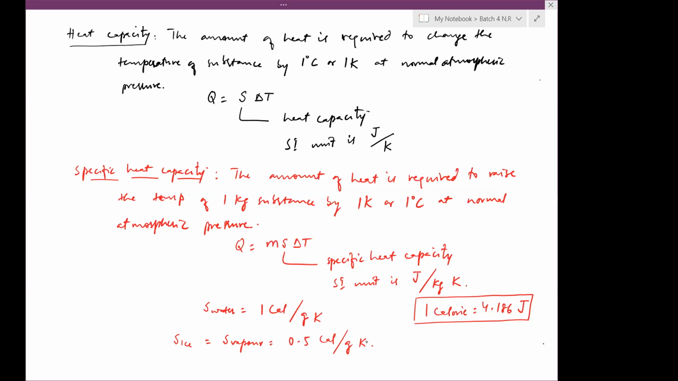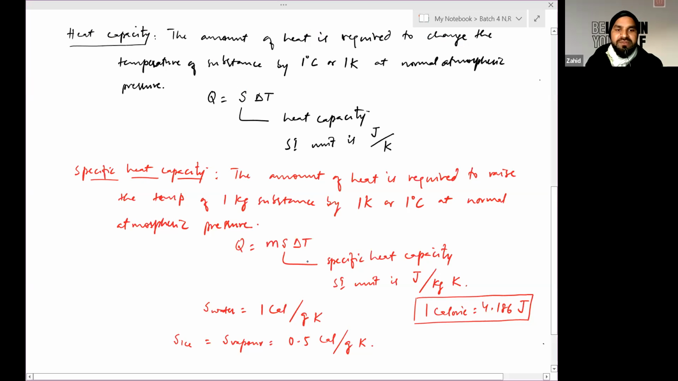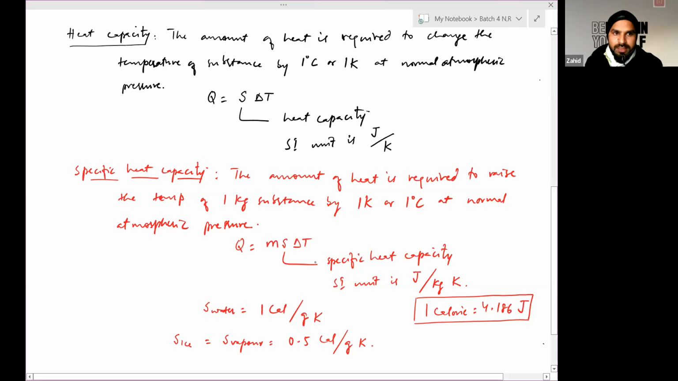Yes, sir. This is small s, right? The specific heat capacity is small s, right? Yeah. Capital S is heat capacity, small s is specific heat capacity.